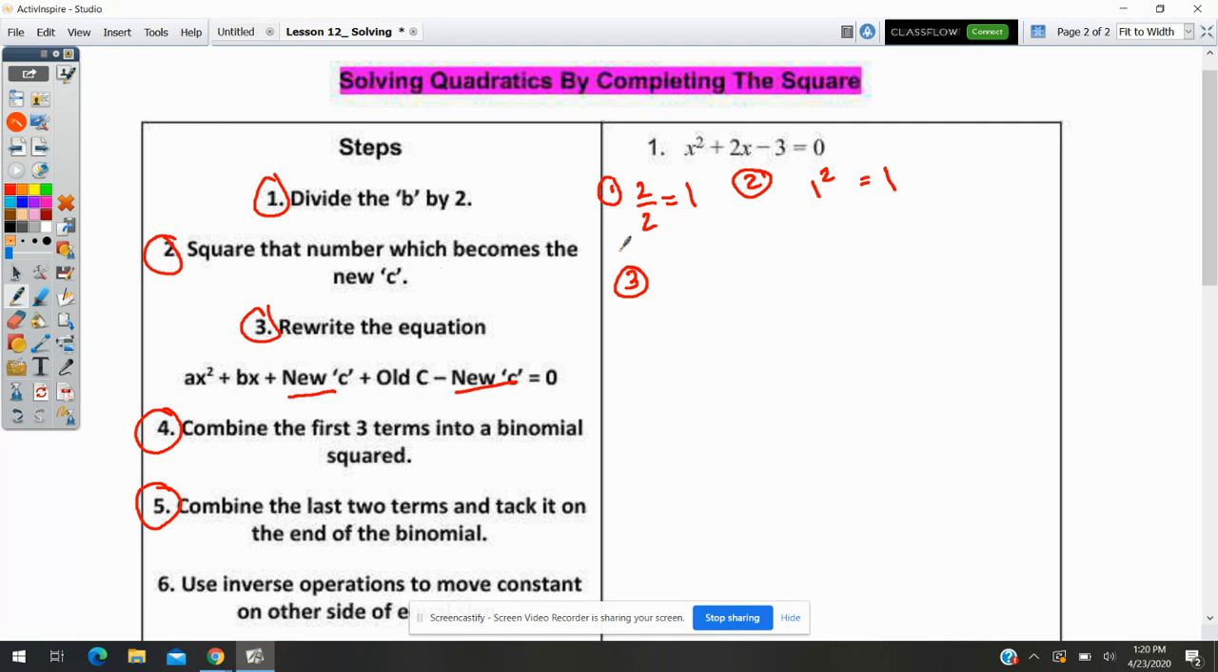So we're going to have x squared plus 2x. Our new c is 1. We're going to have our old c again, which is negative 3. And then subtracting the new c, we're going to put the minus 1 here, and I'm going to keep that equal 0.